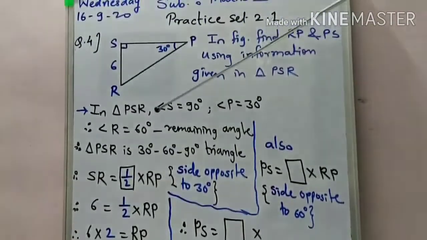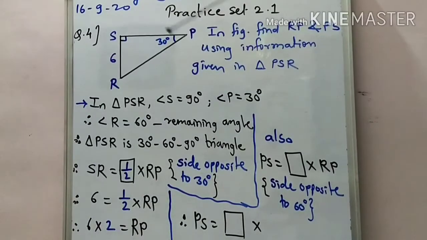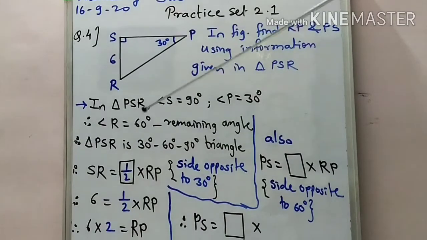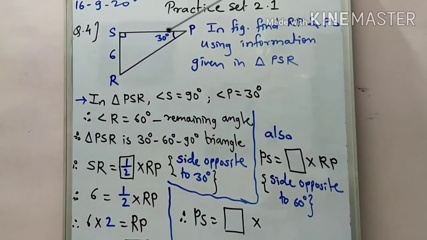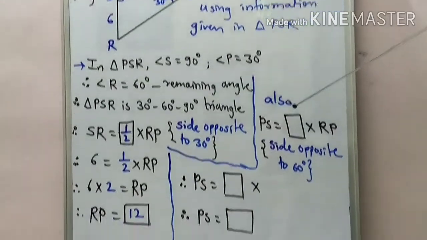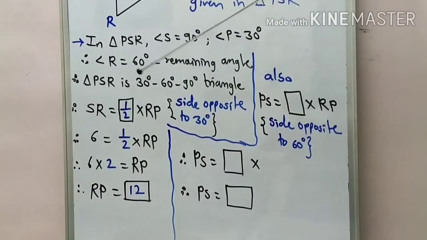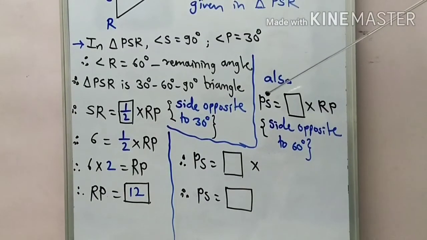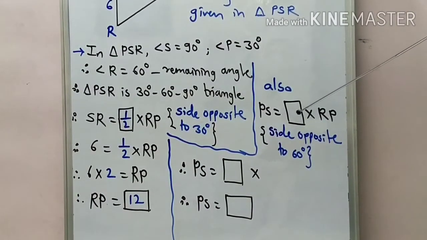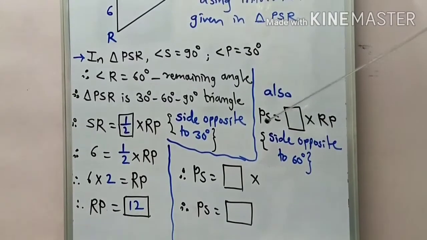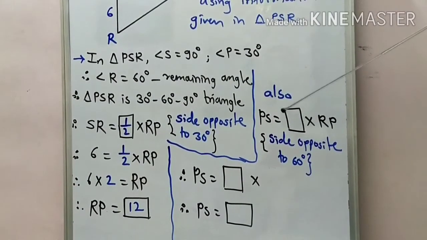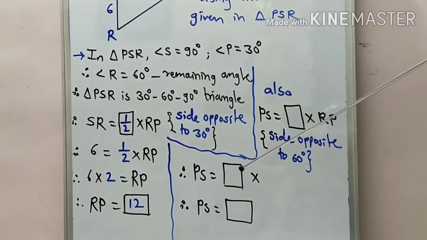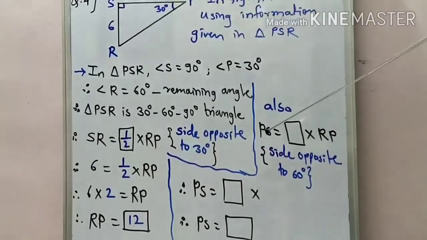Then the remaining side PS, which is opposite to angle R, and angle R is 60 degrees. Now we have to find the side opposite to 60 degrees. With the same 30-60-90 theorem, the side opposite to 60 degrees is root 3 upon 2 times the hypotenuse. So here we substitute root 3 upon 2, and then we substitute RP as 12, and then we can find PS.